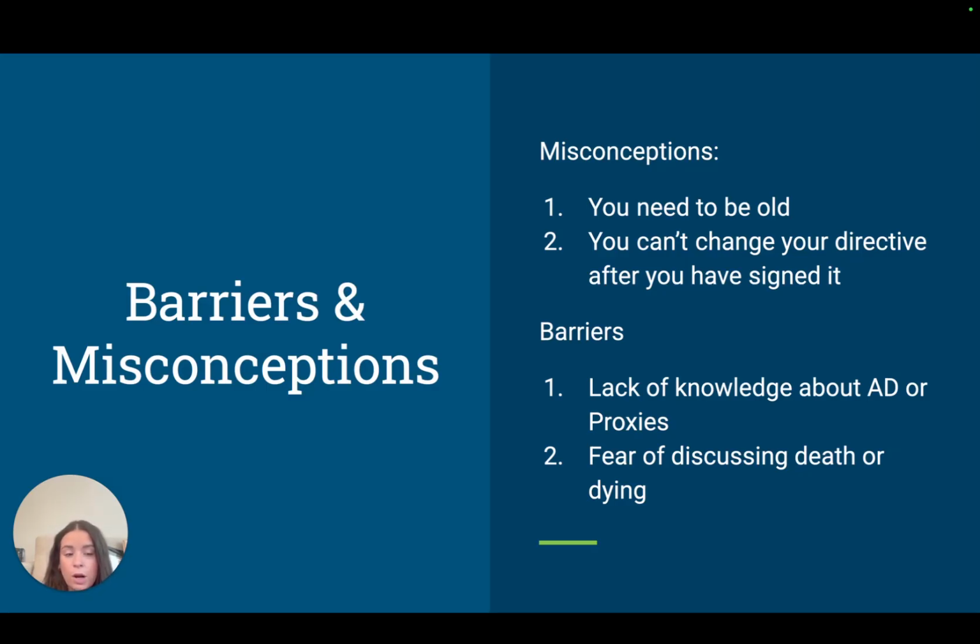This is where a healthcare proxy, someone designated to make decisions for the patient when they cannot, becomes super crucial. Finally, cultural and religious beliefs can influence whether people feel comfortable putting these decisions in writing. For some, it's not just a legal or medical matter, it's a deeply personal or spiritual one.